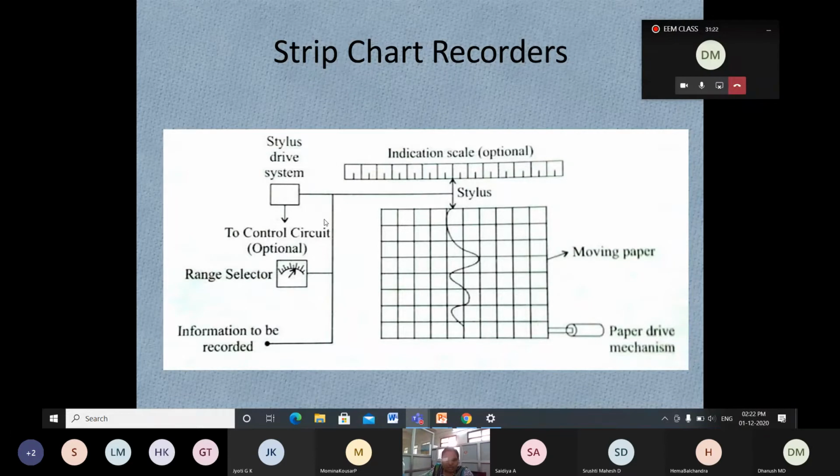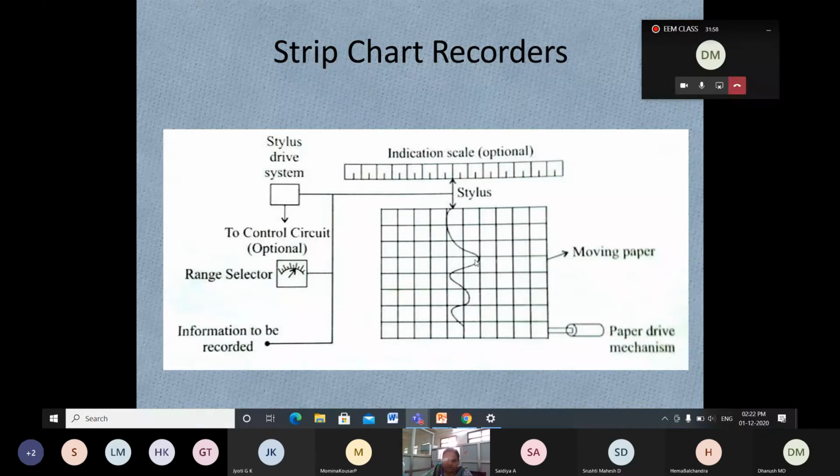Then the control unit controls the value of the information you provide. Based on that, the stylus drive system starts rotating. Then the stylus starts moving, and at the same time our moving paper also starts rotating. The movement changes, and then the pen connected to the stylus starts recording.